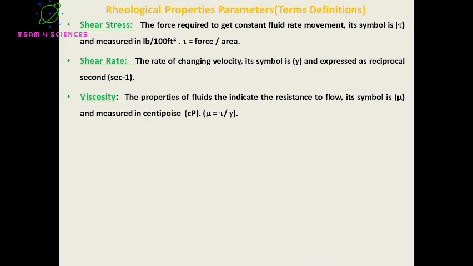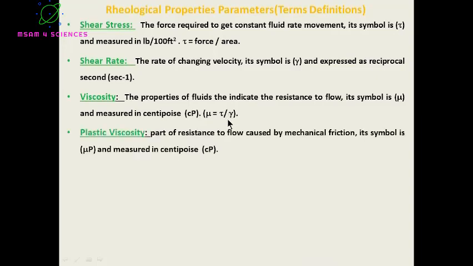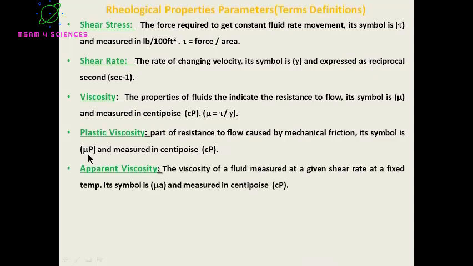Viscosity is measured in centipoise and indicates the resistance of a fluid to flow. It can be calculated by dividing shear stress by shear rate. Plastic viscosity is part of the resistance to flow, but this sort of viscosity is caused by mechanical friction. It is measured in centipoise, and here is the symbol of plastic viscosity. Apparent viscosity is the viscosity of a fluid measured at a given shear rate at a fixed temperature. The symbol is here, and the unit of measurement is also centipoise.